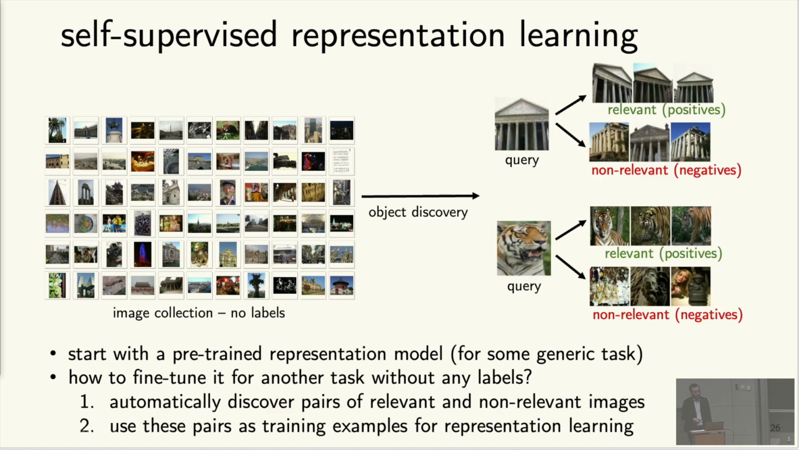And the way we approach that is to perform object discovery, so for particularly selected query images from this collection, to automatically discover positive and negative images with respect to these queries. That is, we obtain relevant and non-relevant image pairs. And then we use these pairs as training examples for representation learning. We simply rely on standard representation learning methods that try to map relevant images in nearby points in the representation space and non-relevant images in faraway points in the representation space.